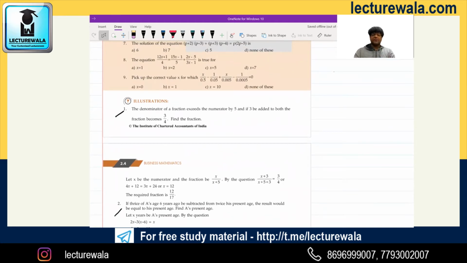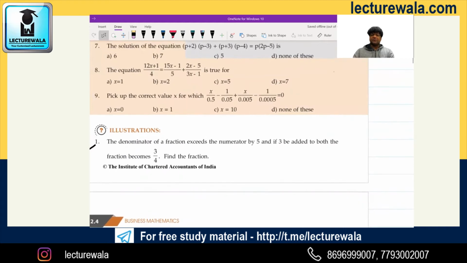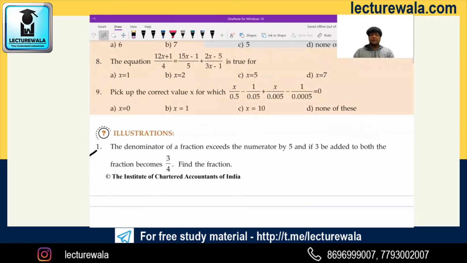For example, see, suppose I face this question in the exam. The denominator of a fraction exceeds the numerator by 5. And if 3 is added to both, the fraction becomes 3/4. Find the fraction. What will I do? I will not solve it. I will go to the options.